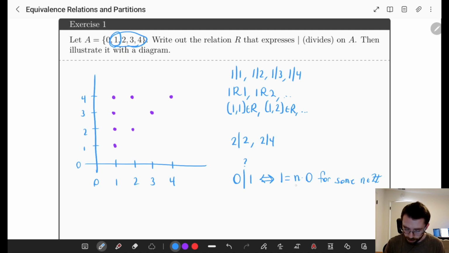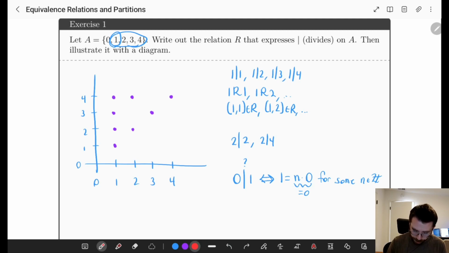But that's of course false, right? Because this is equal to 0 and 1's not equal to 0. So it's not true that (0, 1) is a point here, right? 0 doesn't divide 1. I colored it red to say it's not there, but let's just erase it.